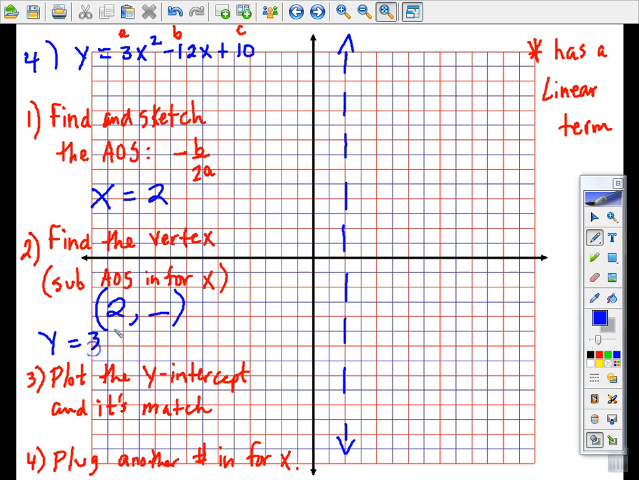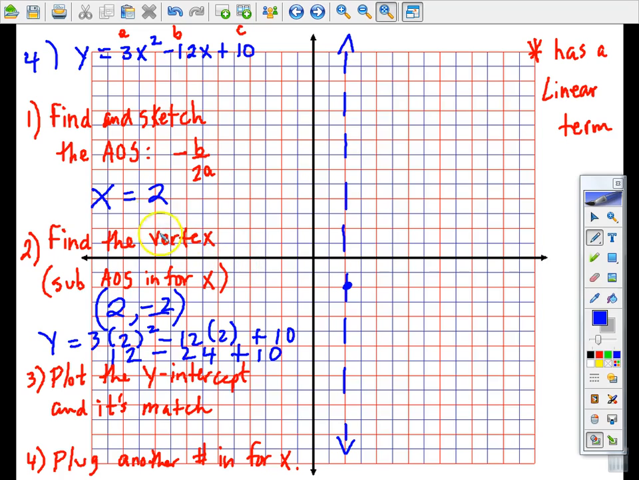Y equals 3 times 2 squared minus 12 times 2 plus 10. Remember the order of operations. This is 4 times 3, which is 12, minus 24 plus 10. Put all those together, and what do you have? 12 minus 24 is -12, plus 10 is -2. So the vertex is the point 2, -2. Okay, everybody see that?